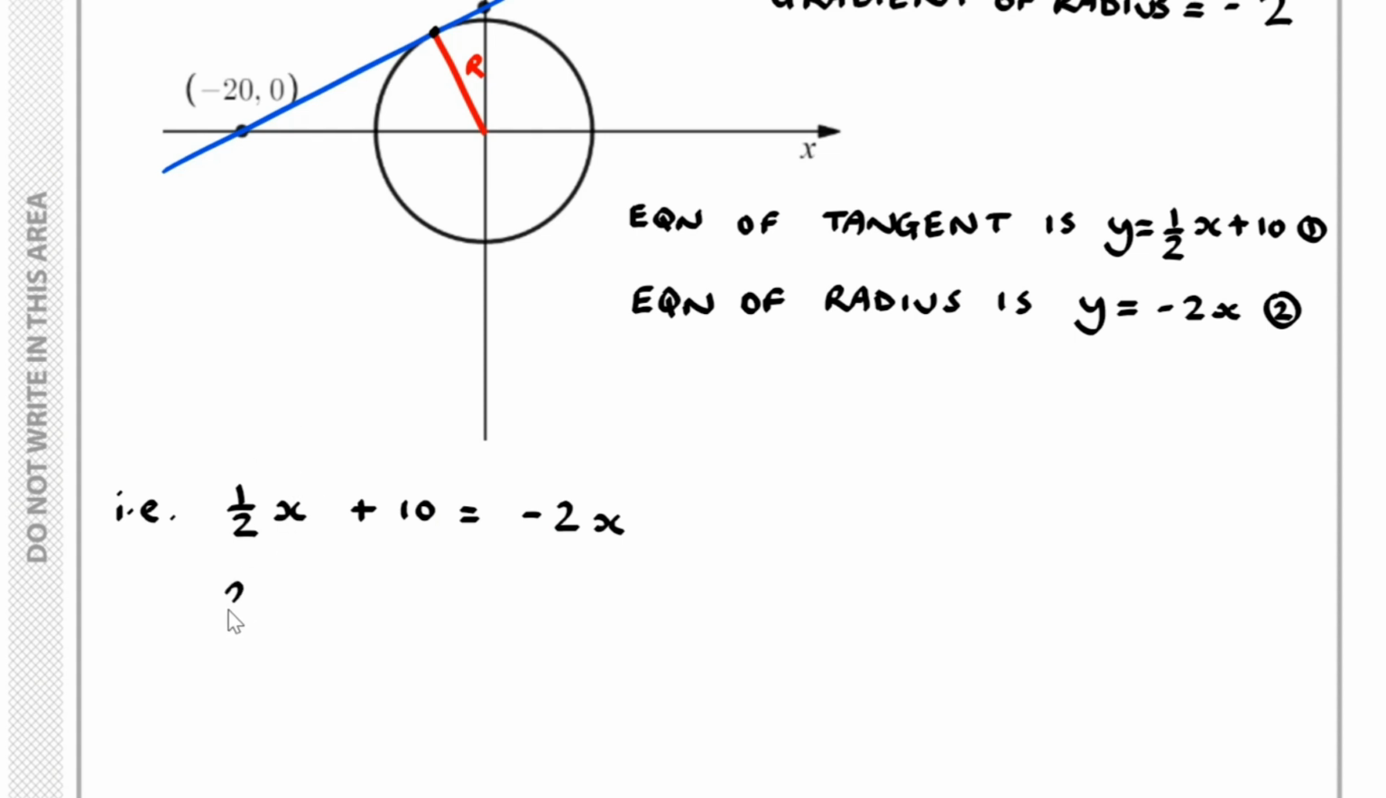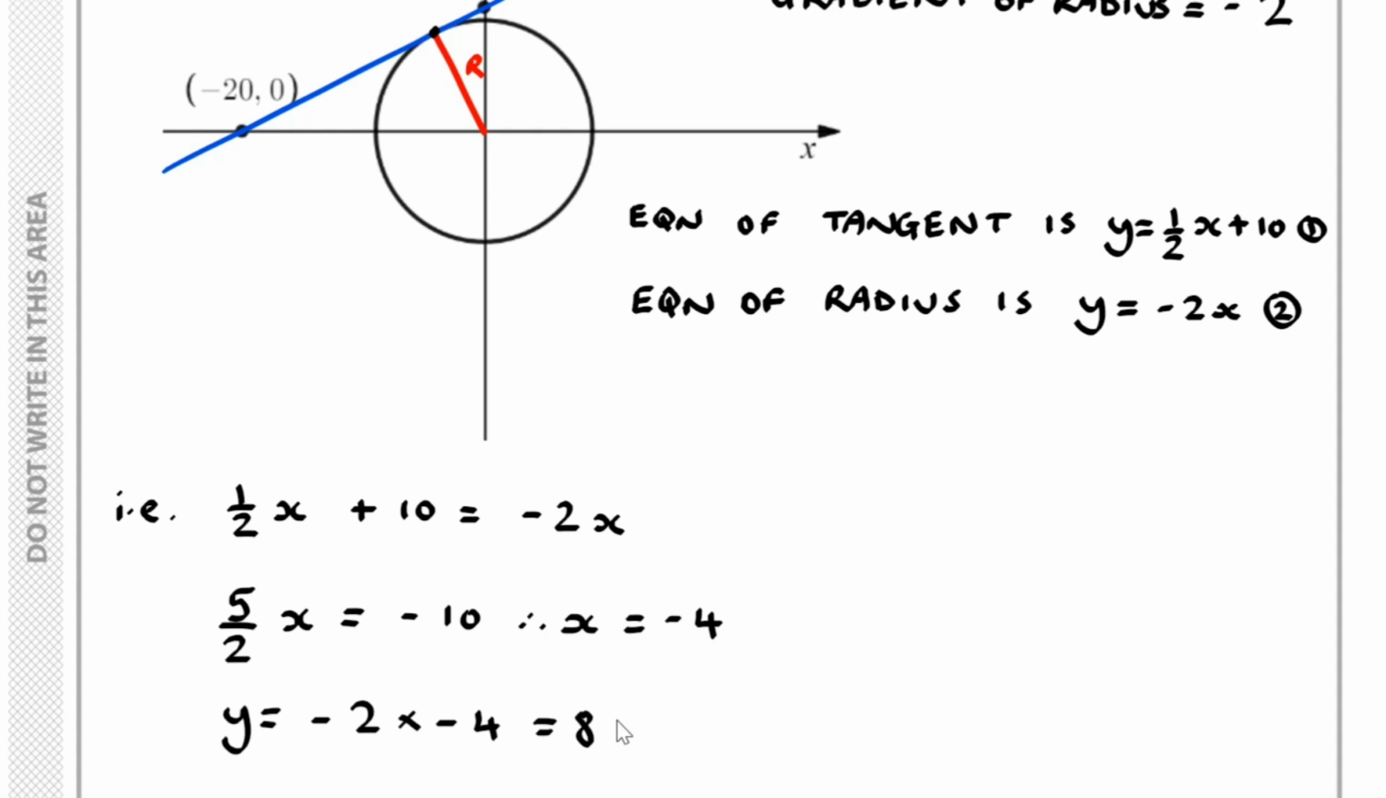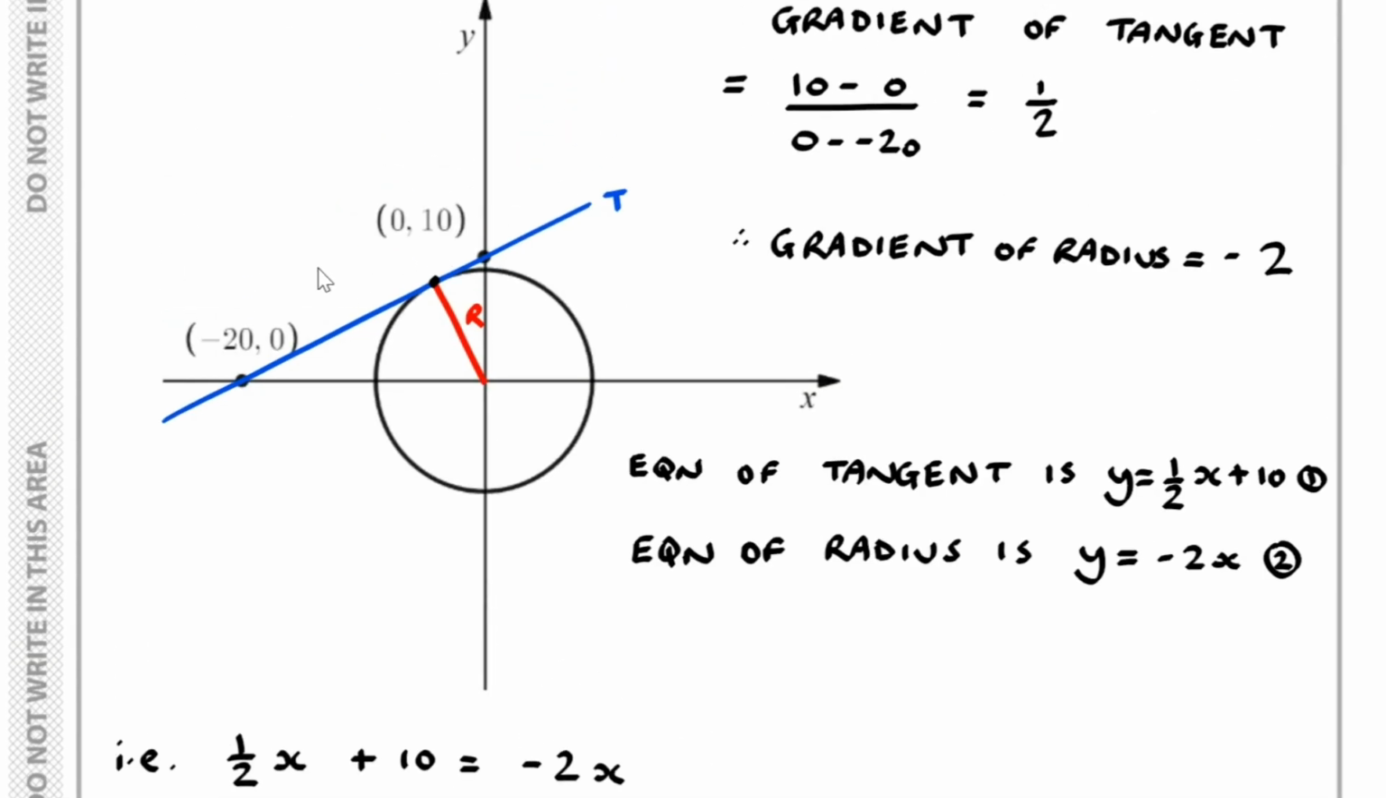And so 2x plus a half is 5/2. So we've got 5/2 x equals minus 10. And therefore x is equal to, well, I've got minus 20 divided by 5, which is minus 4. And y then is equal to minus 2 times minus 4, which is 8. So I found the coordinates of where the radius meets the tangent. It's at minus 4, 8.